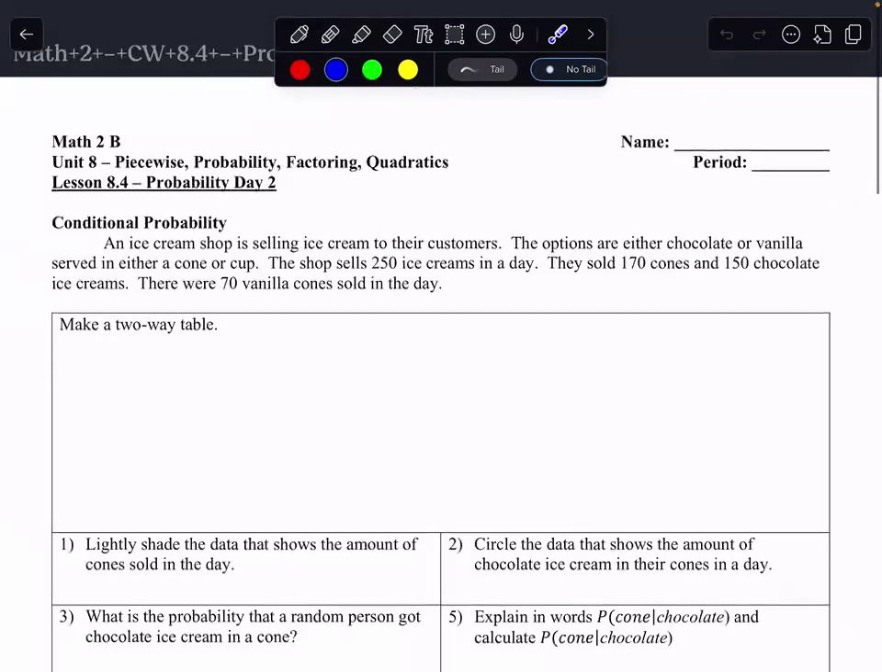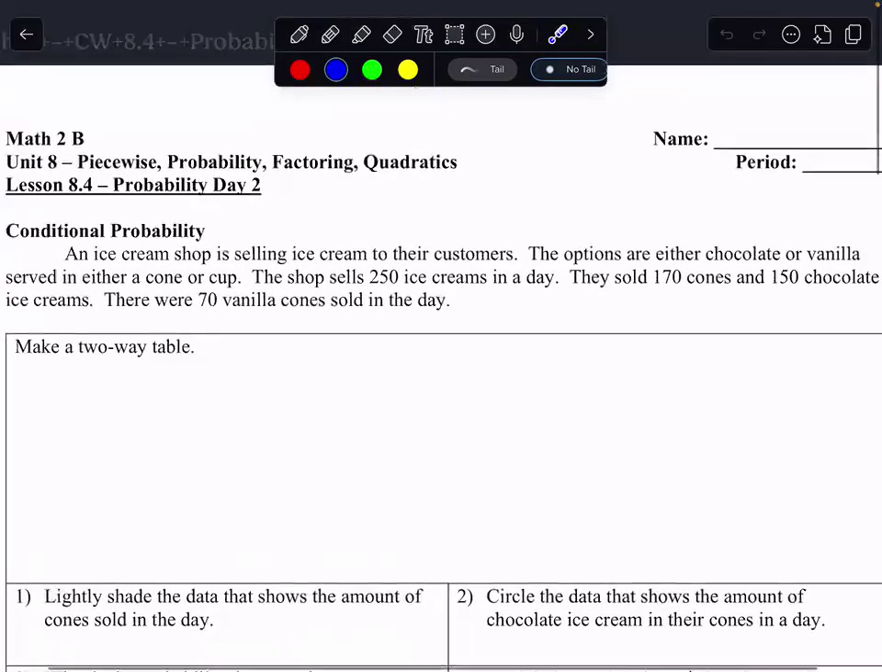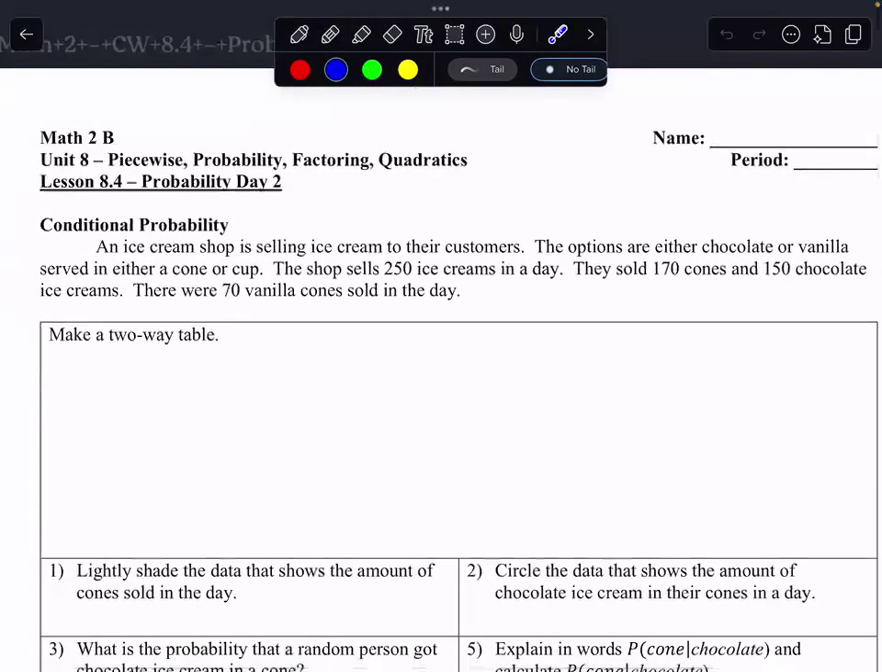Okay, so let's look at this situation together. An ice cream shop sells ice cream, of course. So they only have two flavors of actual ice cream, chocolate or vanilla. But then whatever flavor of ice cream, it can be served in either a cone or a cup. Okay, so let's say they sold 250 total ice creams one day, 170 cones and 150 chocolate. There were 70 vanilla cones.